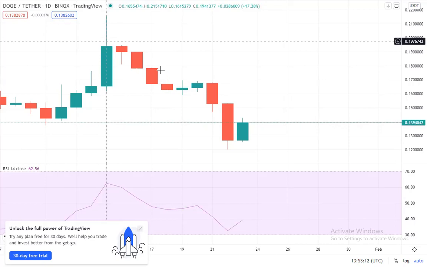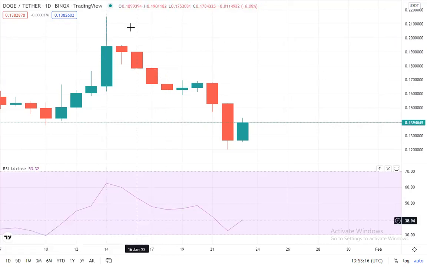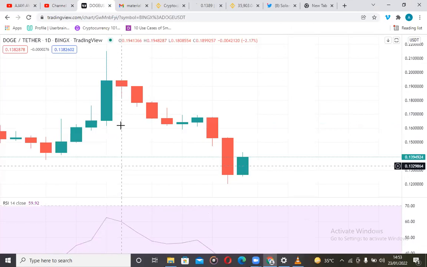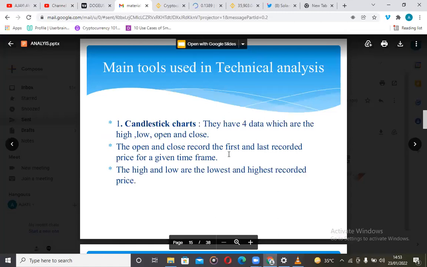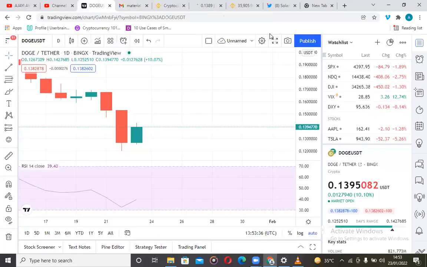Now the candlestick has four parts. It has the open, close, high and low. That's the open, close, high and low. Now let's continue. The open and close are the first and the last recorded price of a given time. The high and low are the highest and the lowest recorded price. Now see something. Let me zoom in very, very well so you can see.